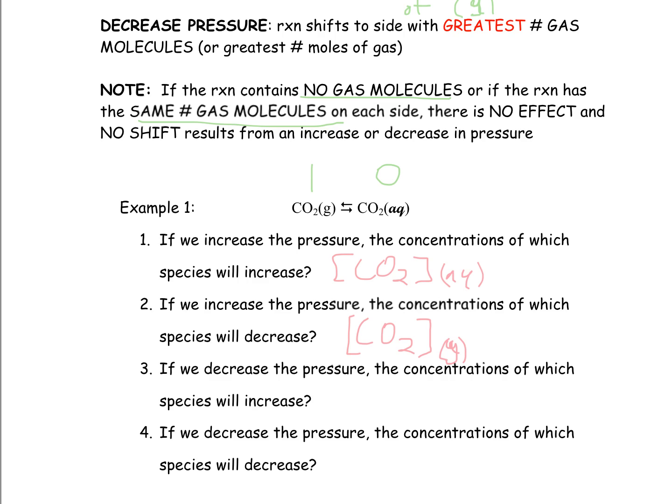Now, if we decrease the pressure, well, once again, pressure only affects this side. It only affects the side with the more molecules of gas. So if we decrease the pressure, these are spread out more. They're going to hit each other less often. So the forward reaction will occur less often. Therefore, the reverse reaction will occur more often comparatively. So if we decrease the pressure, then the concentration of CO2 gas will increase, and the concentration of CO2 aqueous will decrease. Finish through page 11 anything that we skipped.